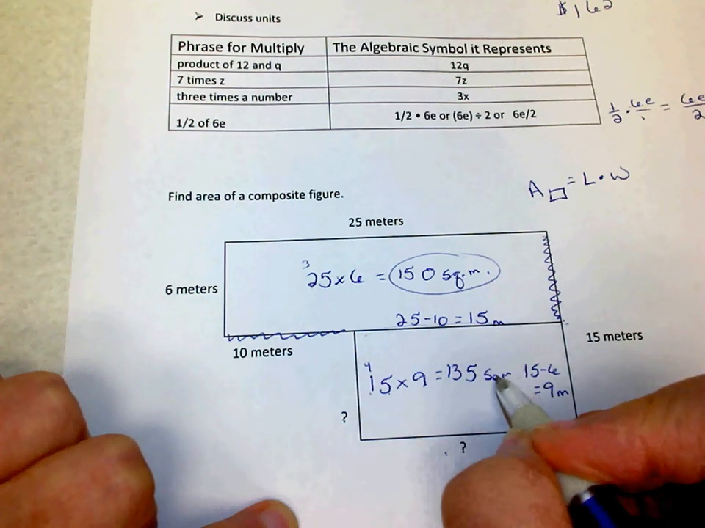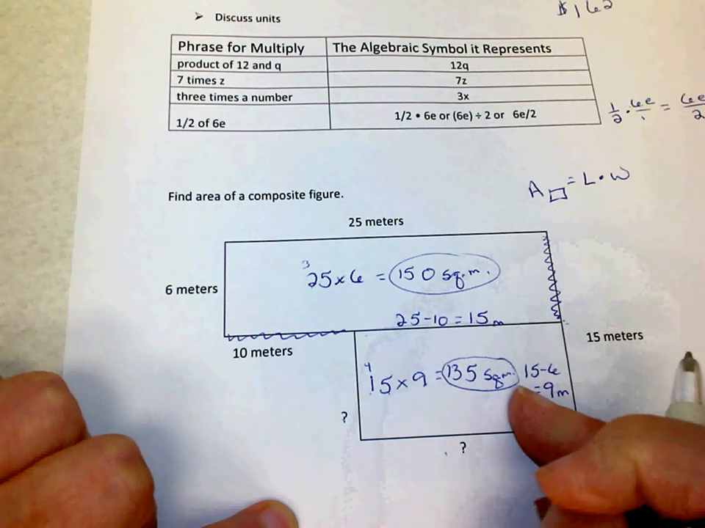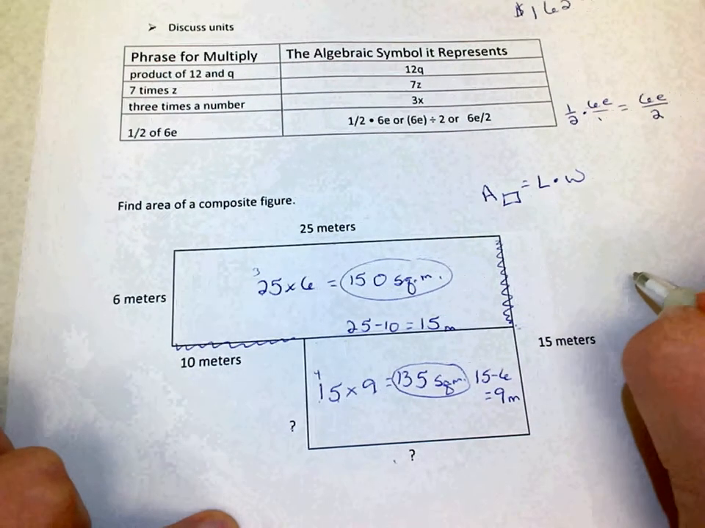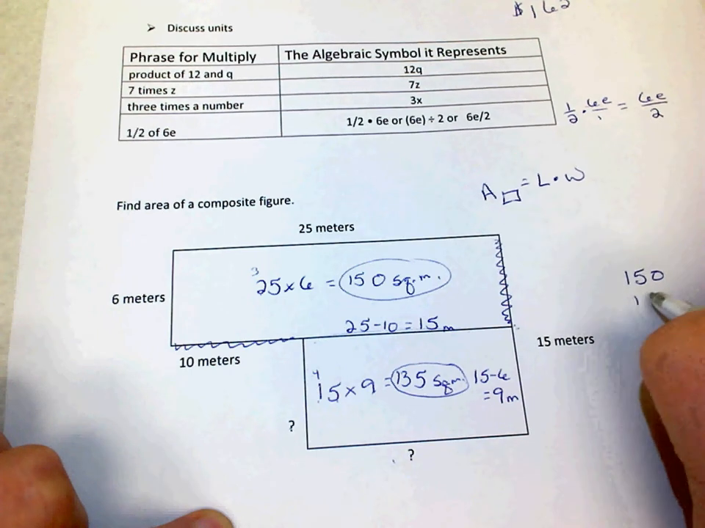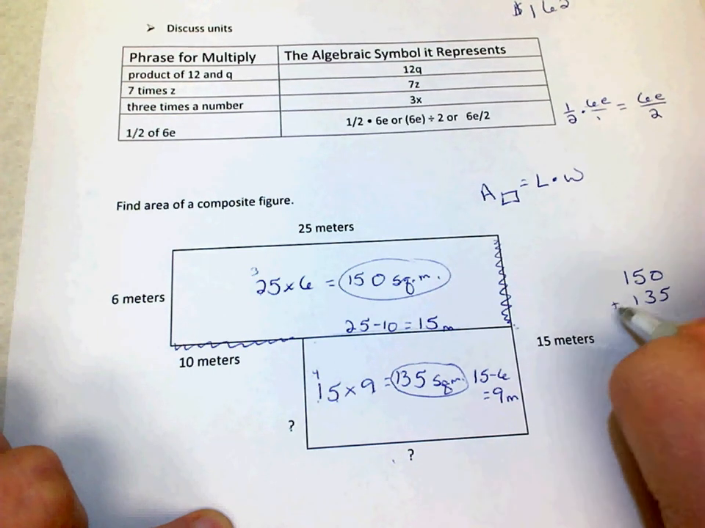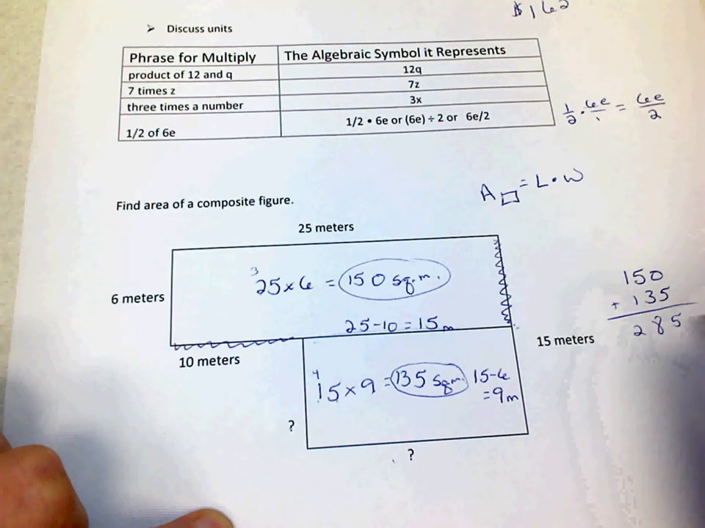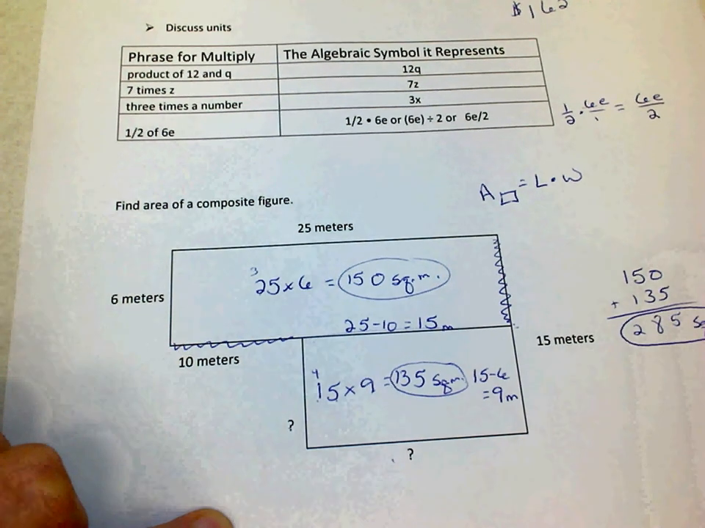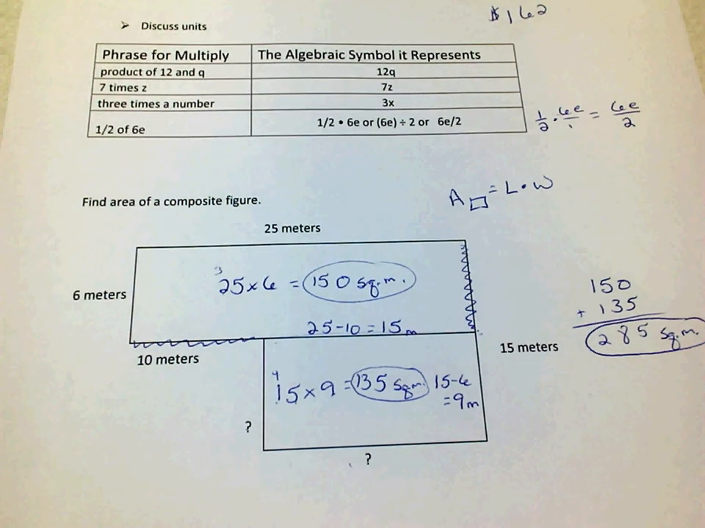Notice I do the work inside their areas. Okay. Then I come over to the side and I add up those two answers. So 150 plus 135. That's 5, 8, 2. So 285 square meters is my answer. Again, if you have questions, just ask me.